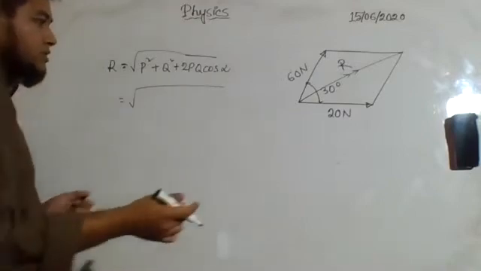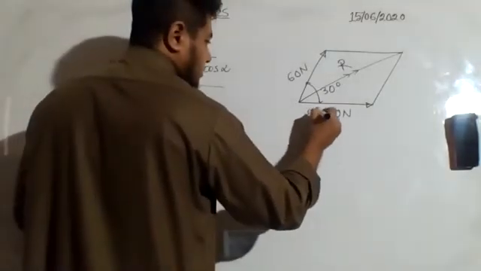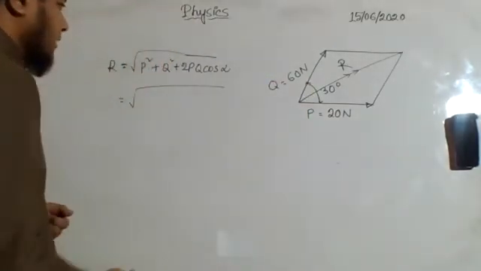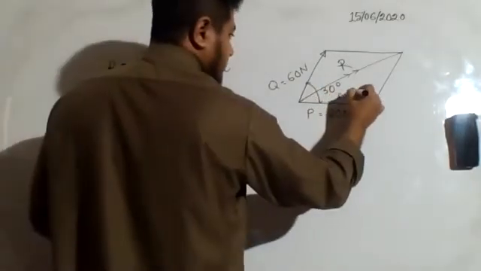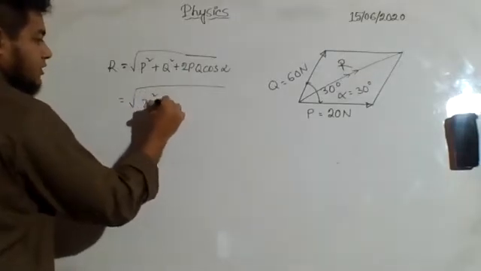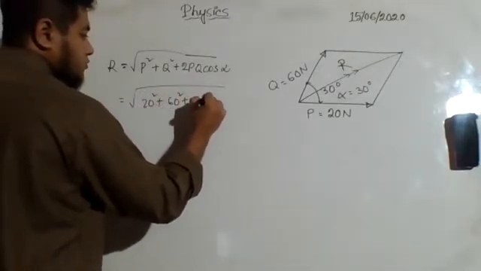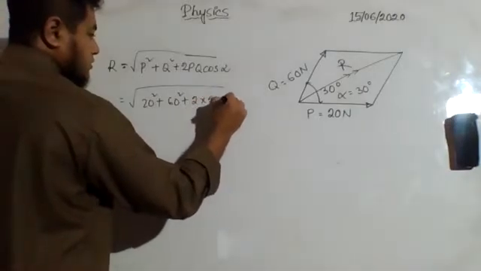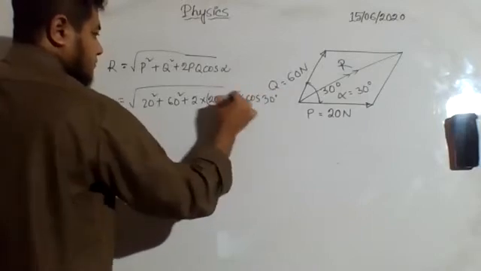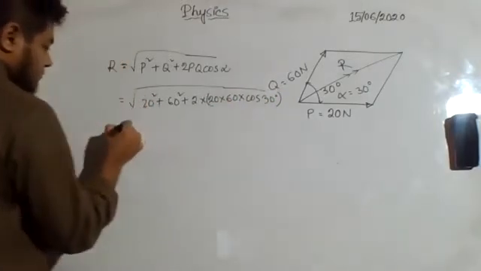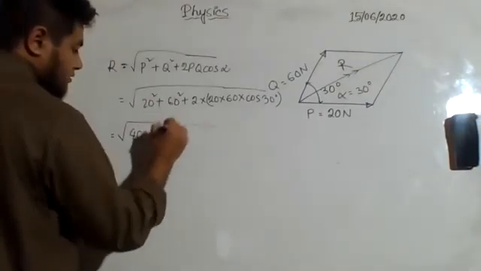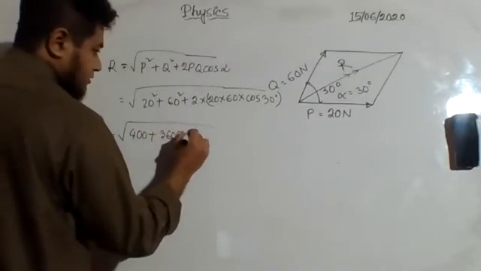So all we need to do is just replace the values. You can consider P is 20 Newton and Q is 60 Newton, okay? And alpha, that is the angle, here it is 30 degrees. So it will be 20 square plus 60 square plus 2 into 20 into 60 into cos 30 degrees. So 20 square will give us 400. 60 square will give us 3600.